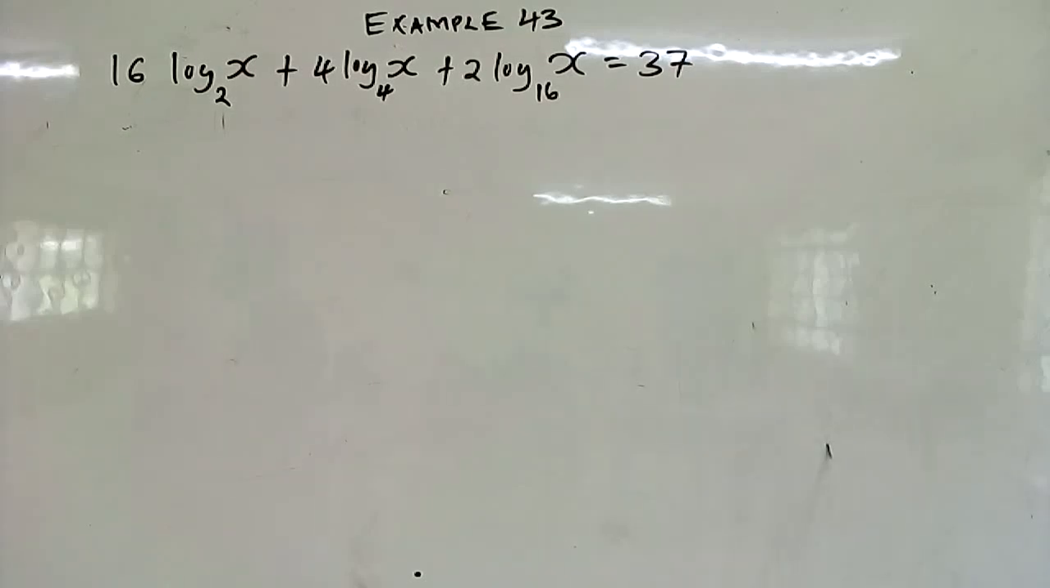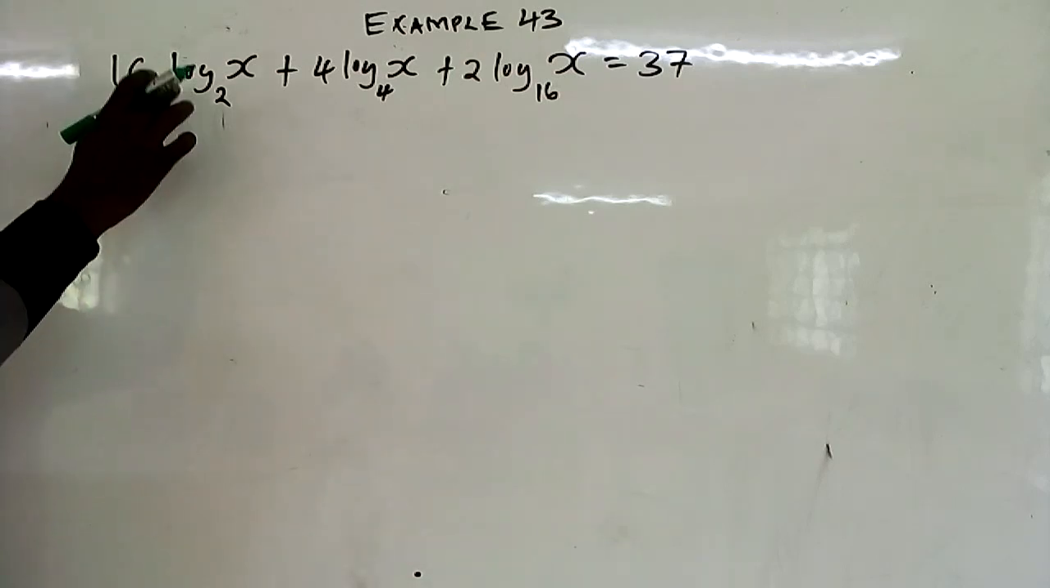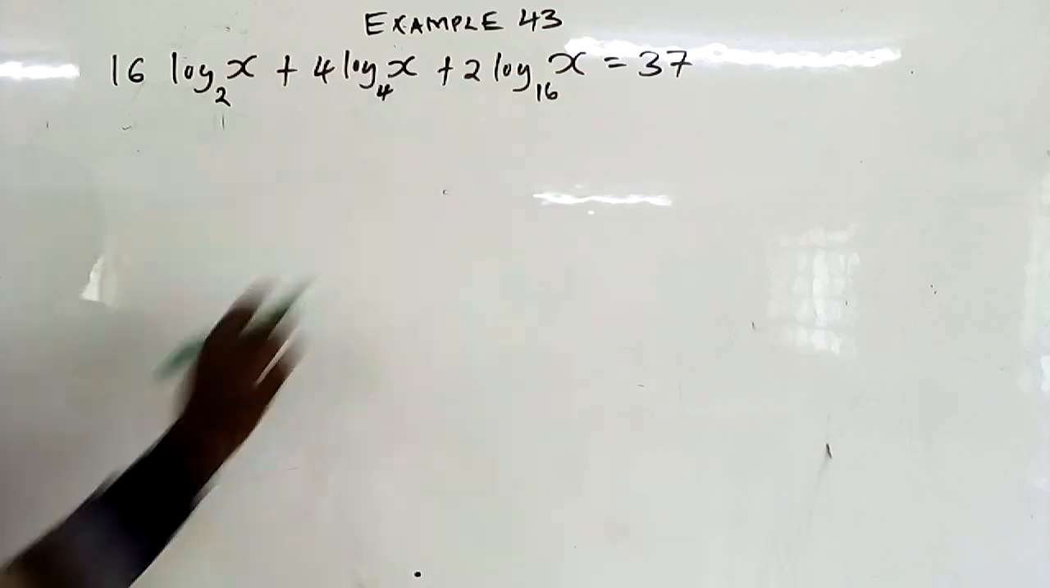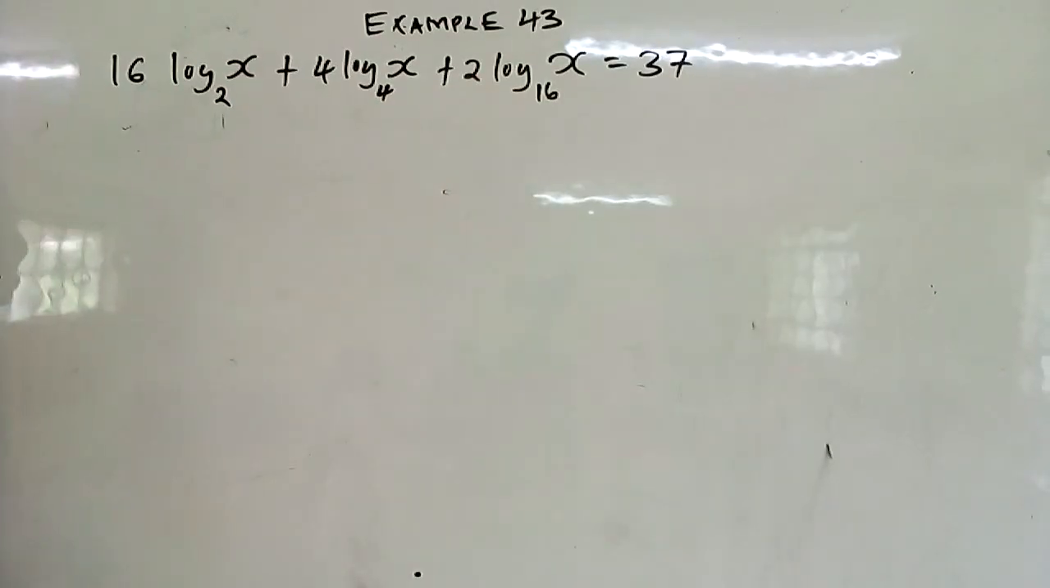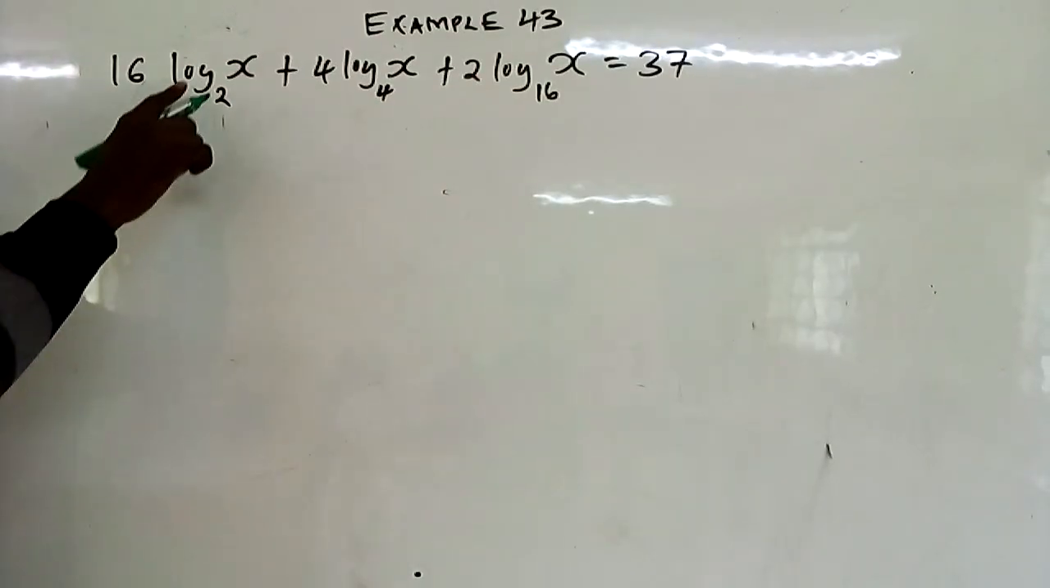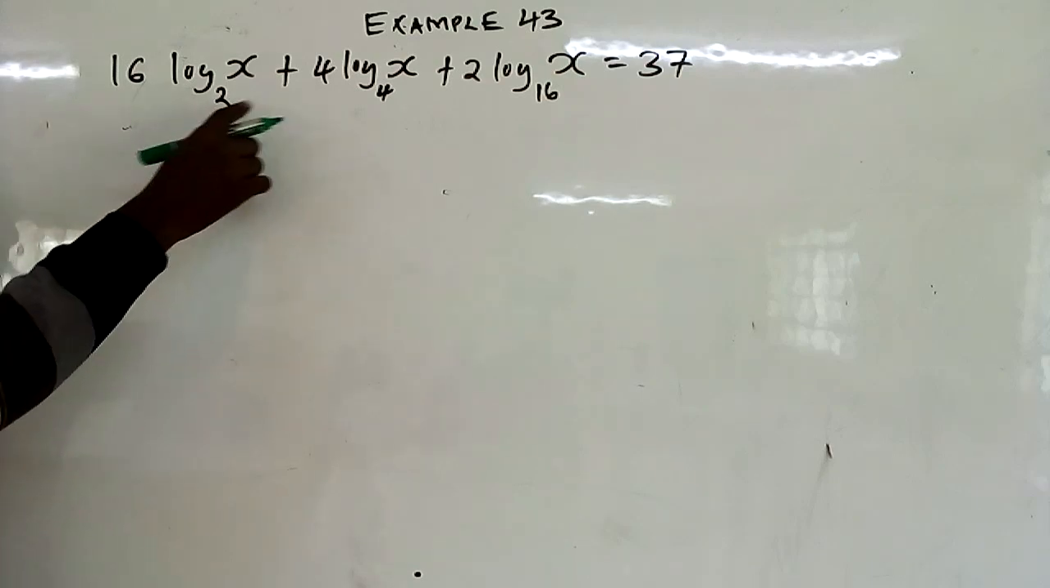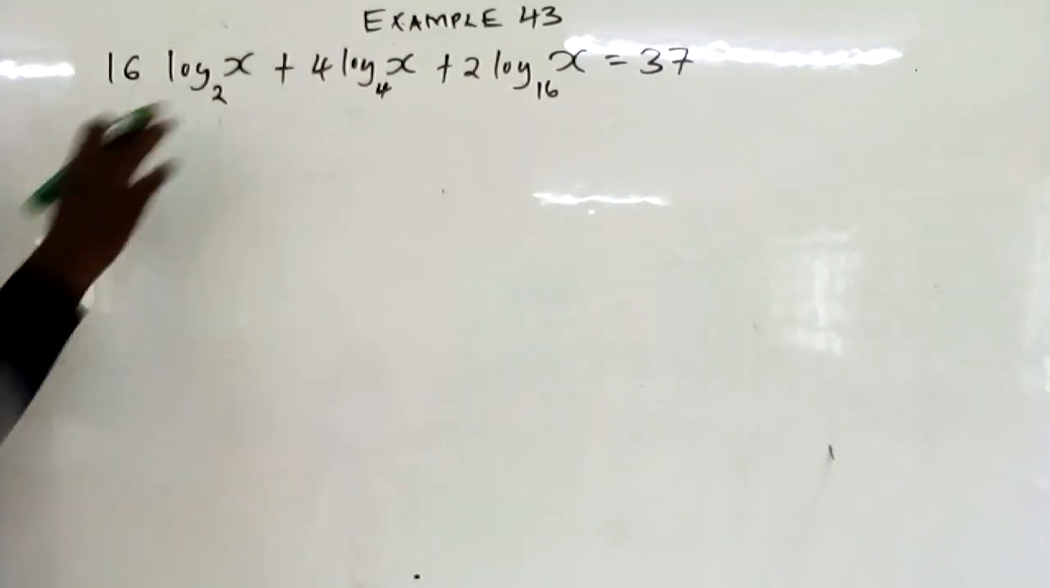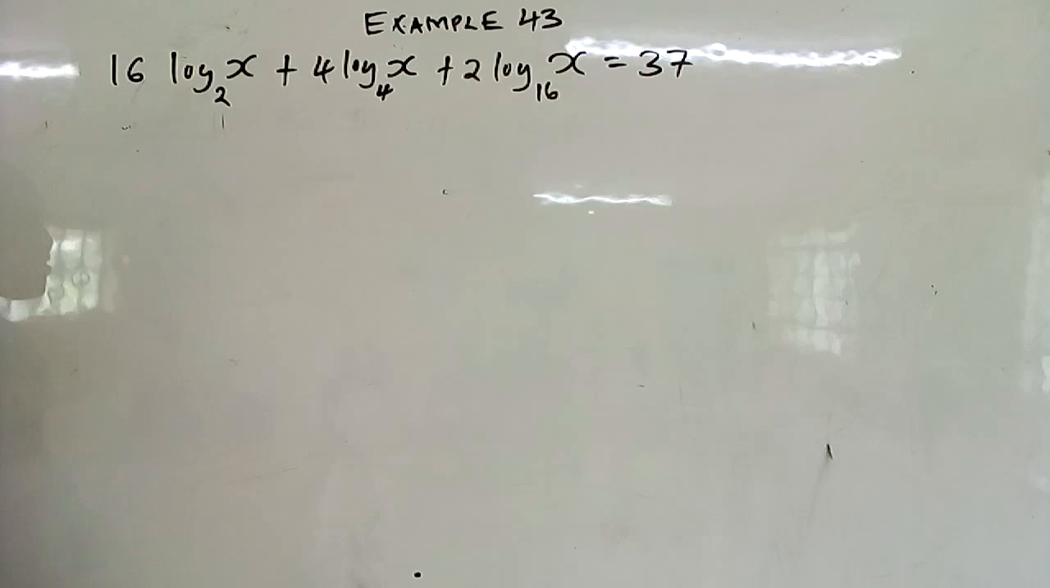Example number 43, solve the logarithmic equation 16 log x to base 2 plus 4 log x to base 4 plus 2 log x to base 16 equals 37. So remember, what did we say? You must have the same base for you to solve a problem involving logarithms. Are we together? If you look at log x to base 2, 2, 4 and 16 can be expressed as multiples of 2, isn't it?